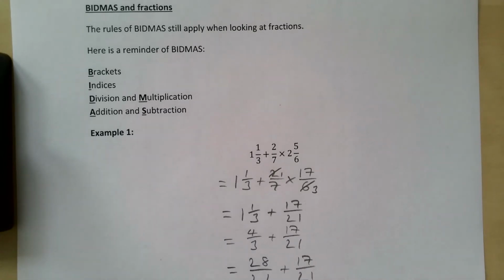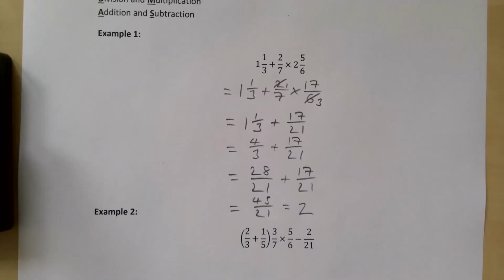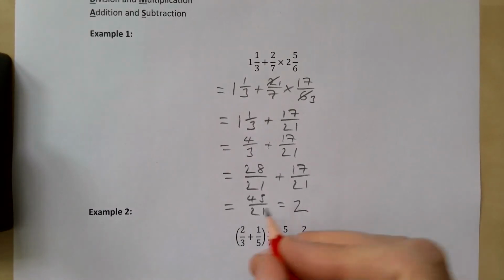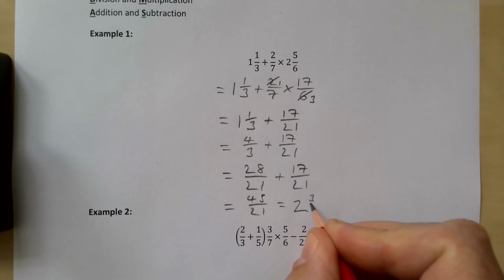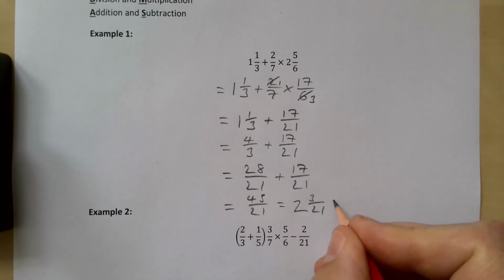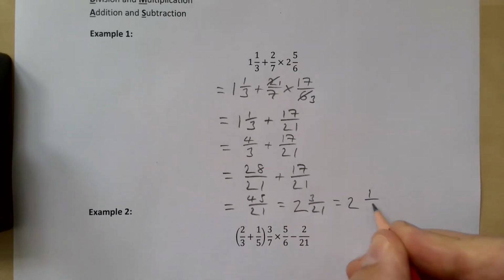If I add those together, I get, I think it's 45 over 21. That's the same as 2. Sorry, you can't see here. That's the same as 2. 2 21s are 42, so it's 2 and 3 over 21, which is the same as 2 and 1/7.